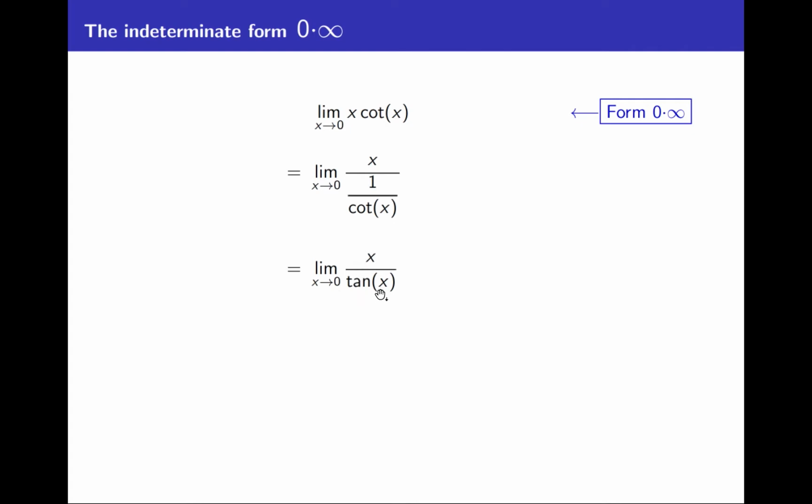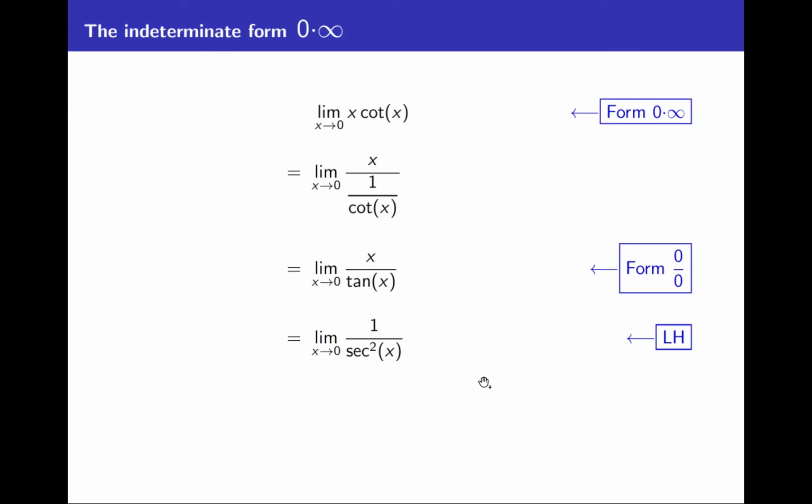x over tangent x. Now it's the limit of a fraction, and the top x is approaching 0, and the bottom is approaching tangent 0, which is 0. So this limit is a form 0 over 0. So we've converted the problem to something that L'Hopital's rule applies to.